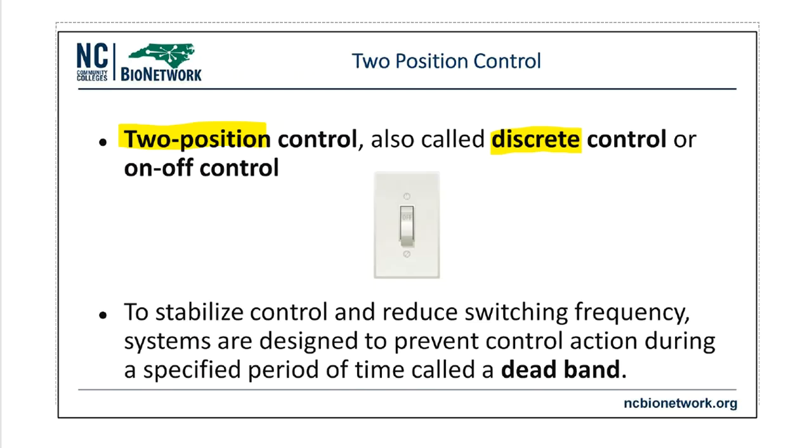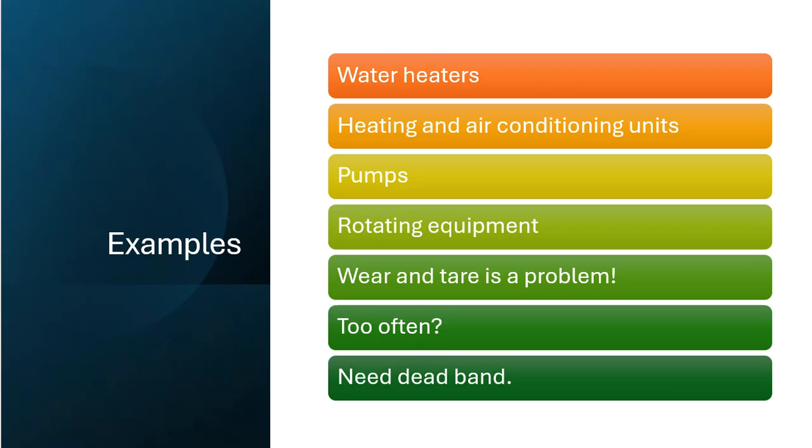So these are going to be somewhat common. They are not outdated. They're not things that people don't want. And the reason I say that is because the two-position control, or the on and off, is pretty common for a lot of the situations that we find ourselves in. So everything from water heaters, heating and air conditioning units, pumps, rotating equipment, all of these off on, off on. There's hardly anything in the middle that we need to set.